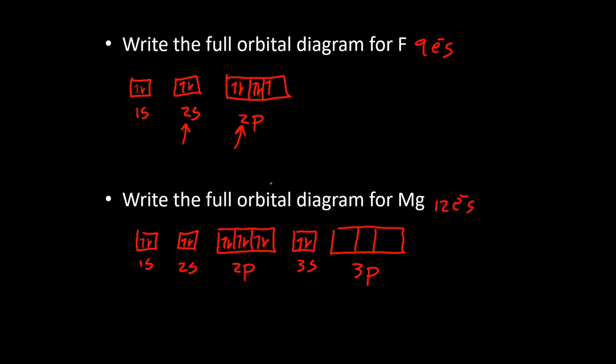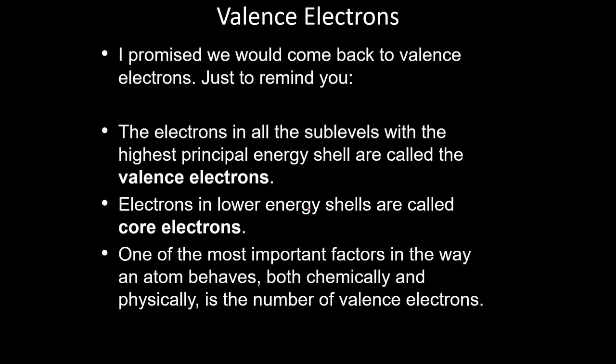And then magnesium, we have stuff in the 2s and the 2p, but that is not the highest occupied principal shell. We have electrons in the third shell. We have 2 electrons in the 3s. There's none in the 3p, but we do have 2 electrons in that 3s, and so magnesium has 2 valence electrons. And all the rest of these are core electrons. So core and valence are the only 2 kinds of electrons that exist.